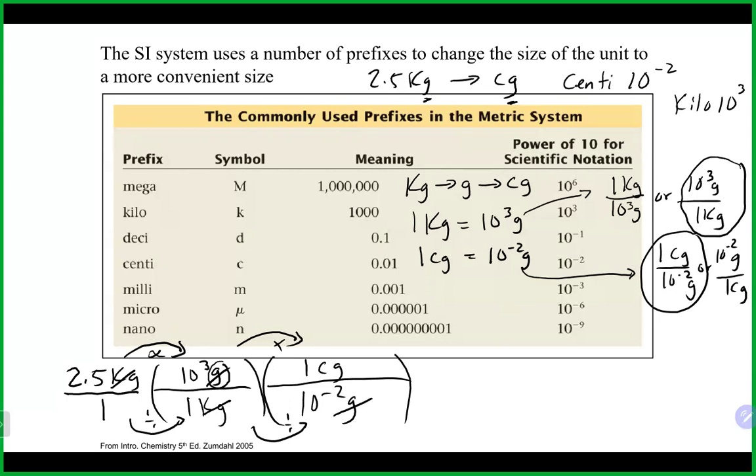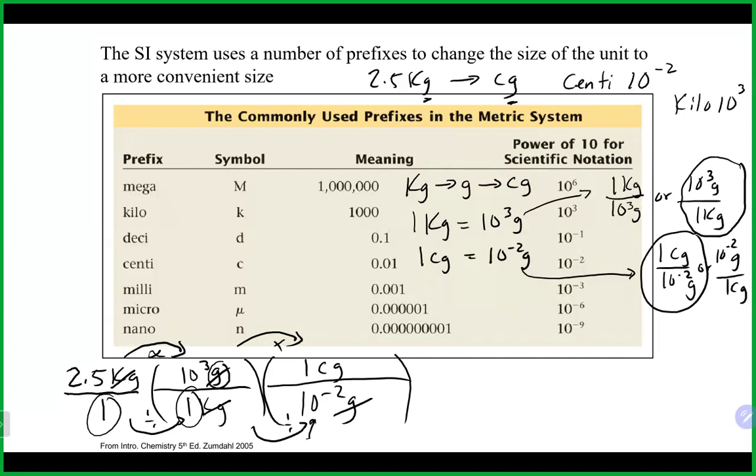At this point, we would take our 2.5 and times it by 1 times 10 to the 3, which is up on top. We would then times it by 1, which we really don't need to do. We would then divide by what's on the bottom, and really this is a 1 we don't have to worry about dividing by. But here we're going to divide by 1 times 10 to the minus 2.